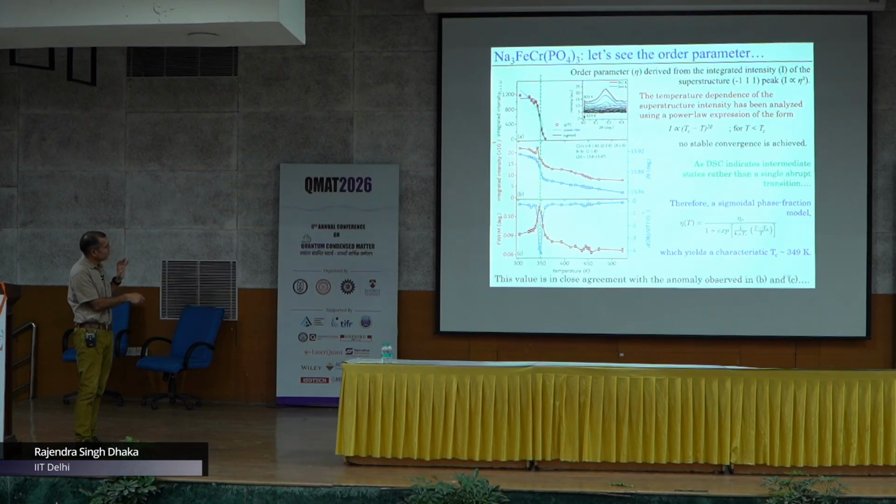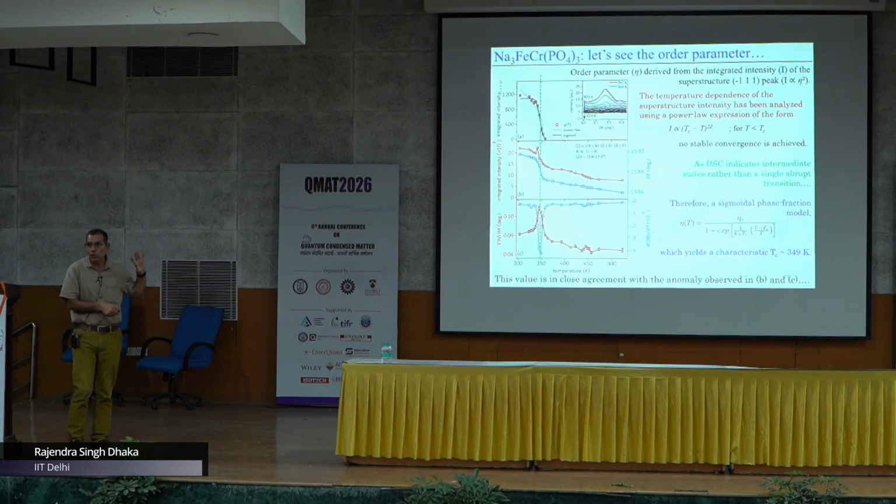Then we used some formulas, the equations here. We first tried to fit with the power law, which could not fit. Then we used the phase fraction model, which is the sigmoidal formula. We used this equation to fit, which is the blue dotted line. That gives you the idea about the transition temperature, which comes out around 349, which is also consistent with other analysis where we have plotted the integrated intensity of these peaks.